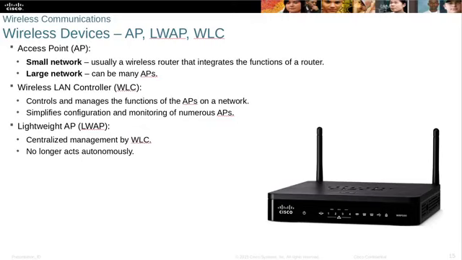to the next. We can also make use of what's known as a wireless LAN controller, WLC. This controls and manages the function of access points on a network, so it's a centralized controller. It simplifies the configuration and monitoring of numerous access points. So that works in conjunction with what's known as a LWAP, or a lightweight access point. Lightweight access points are not controlled individually. They are actually centrally managed by the wireless LAN controller, so they can no longer act autonomously.